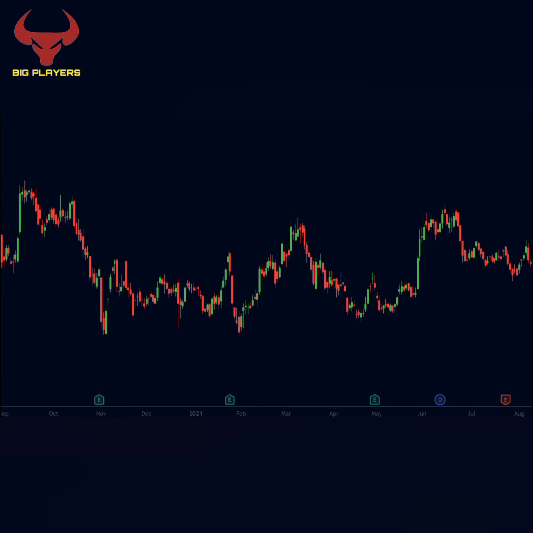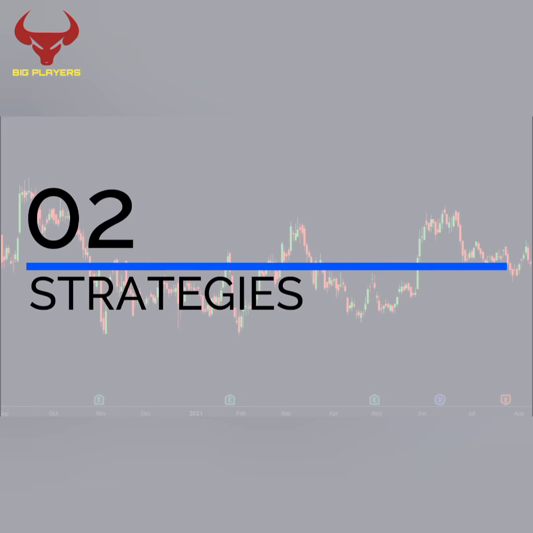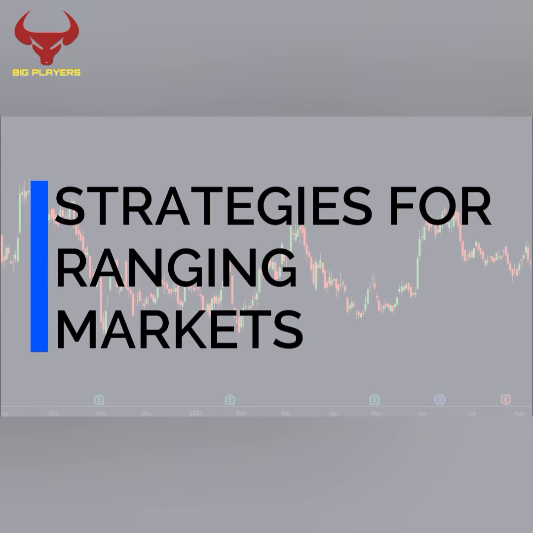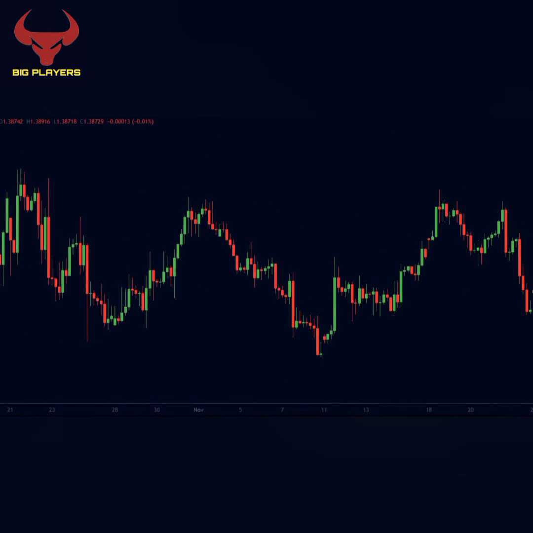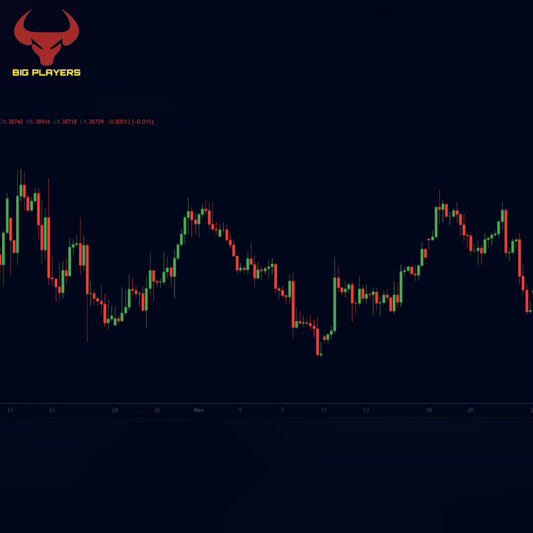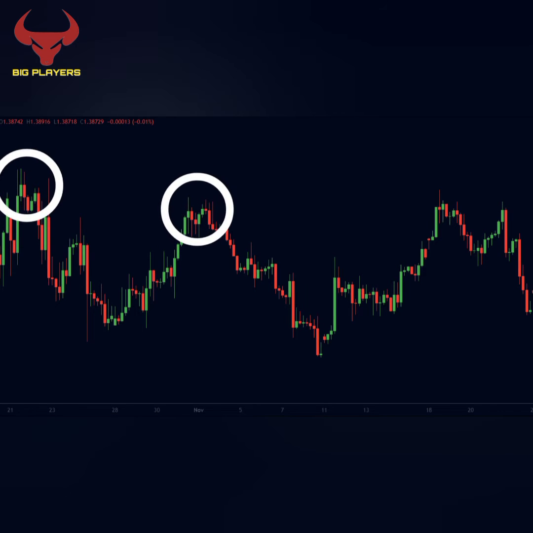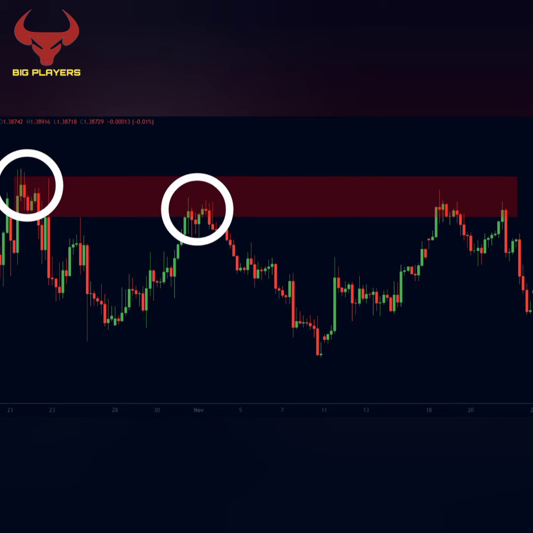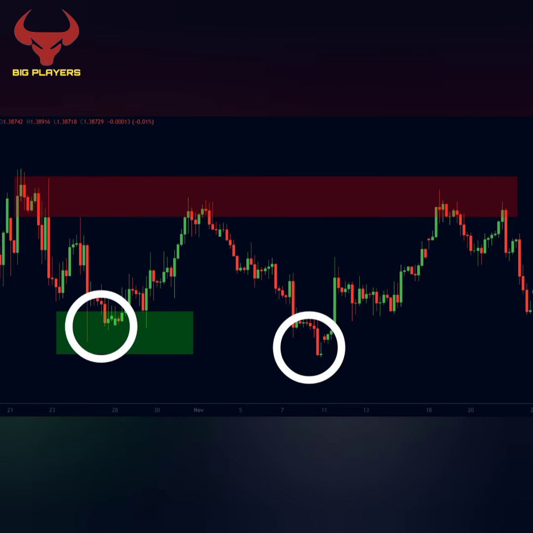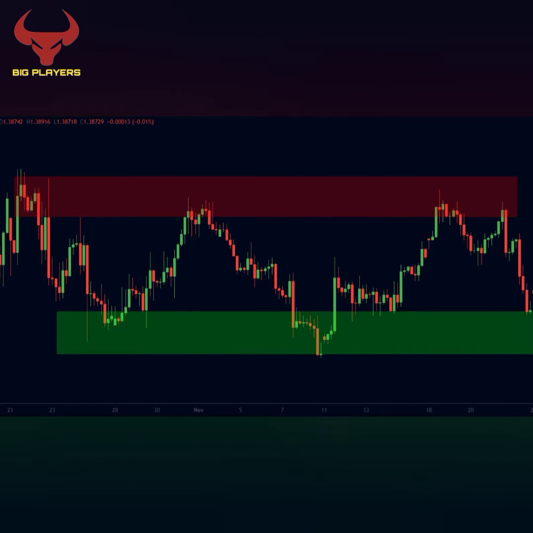Now that we have understood the phases of the market, let's now examine different strategies that we can apply to different market phases. So here are some strategies for a ranging or sideways market. In a ranging market, our first job is to identify the major levels of support and resistance. So in this image we see these two swing highs, and we mark a resistance level by marking the area. Similarly, we see these two swing lows, and we mark the support area. If we want to trade inside the range, we have set our boundaries.